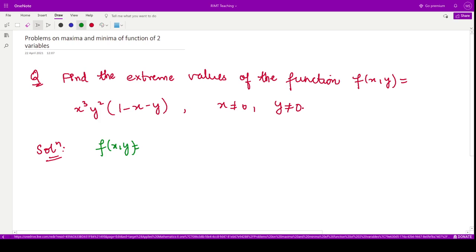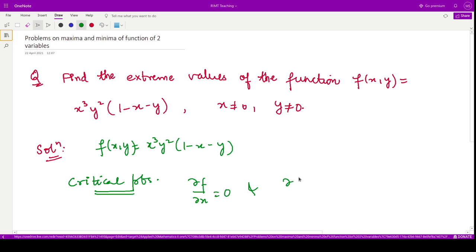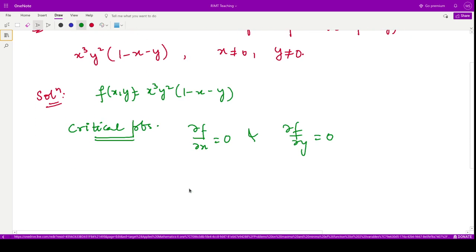So here, in order to calculate the extreme values of the given function, the function given to be x cube y square (1 minus x minus y). So first of all, we will look for the critical points. For that, we'll evaluate del f by del x is equal to 0 and del f by del y is equal to 0.